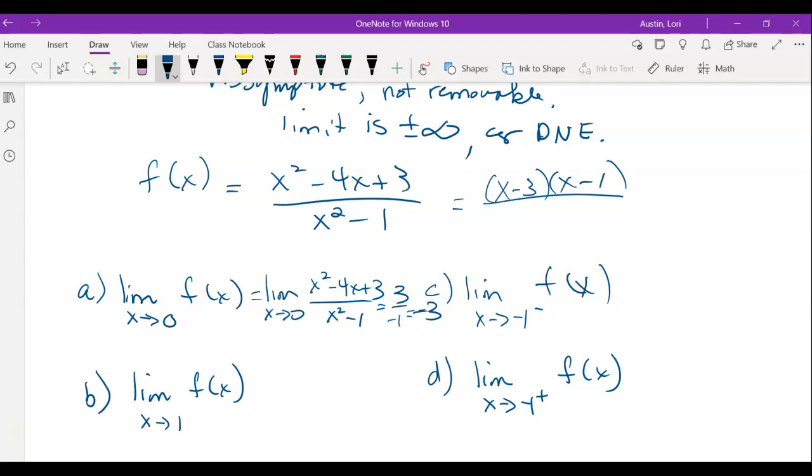Yep, -3 times -1 is +3. And then if you add -3 and -1, you get -4. Good. Yeah, if you can't factor trinomials, practice that before you move on with the class. Factoring a trinomial, okay? That's something you want to do.